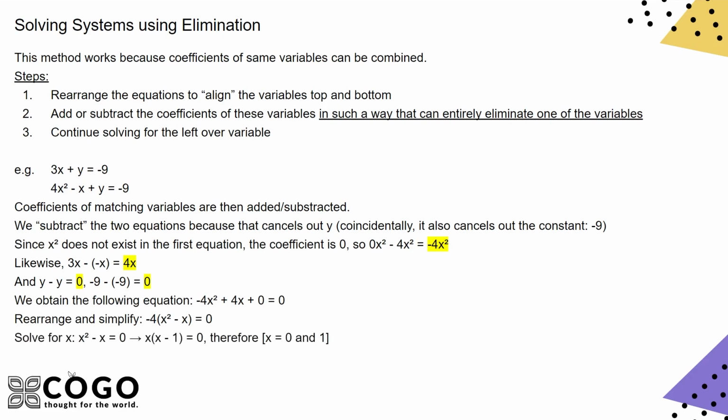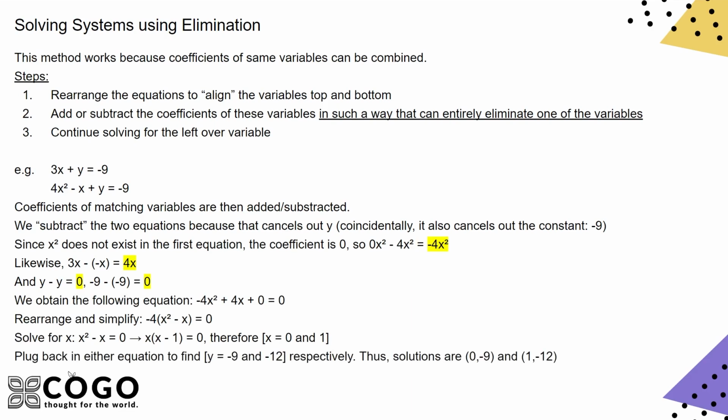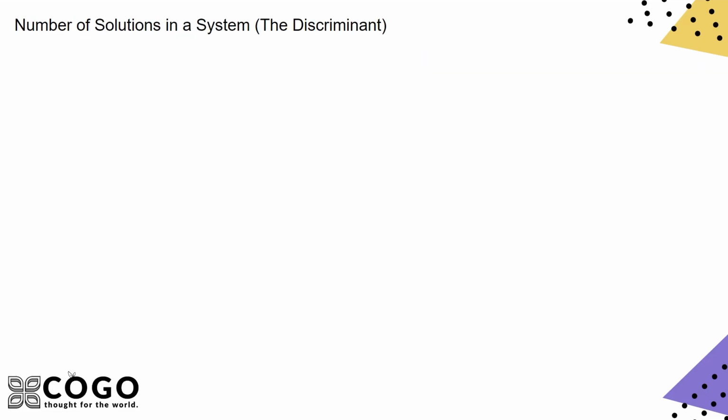Now, we solve for x. We can factor out the x in x squared minus x equals 0 to make x times brackets x minus 1 close brackets equals 0, and therefore x would equal 0 and 1. Plugging 0 and 1 back into either equation, we find that y equals negative 9 and negative 12 respectively. Thus, the solutions to our system are (0, negative 9) and (1, negative 12). This answer can be verified graphically as well.